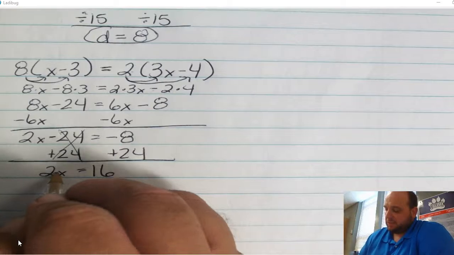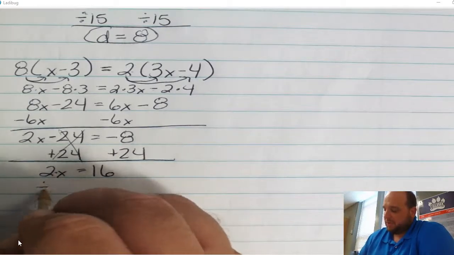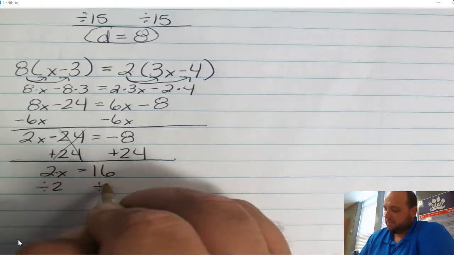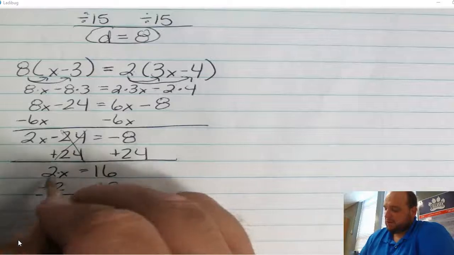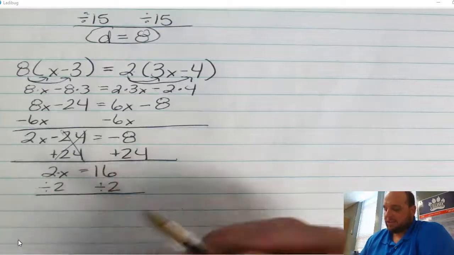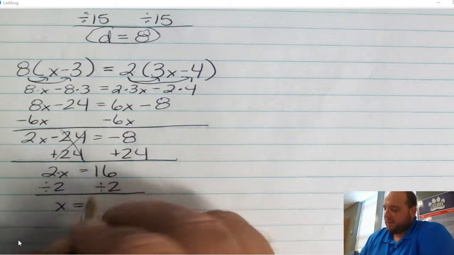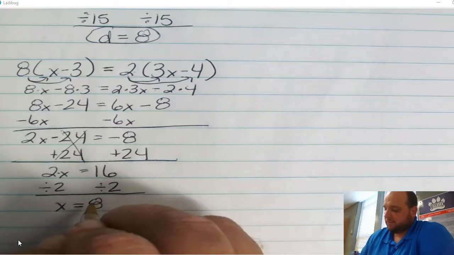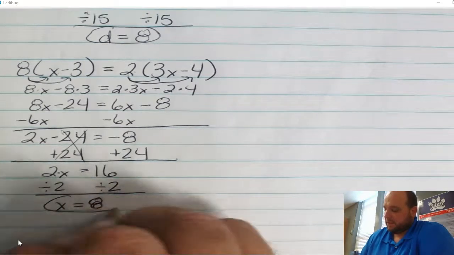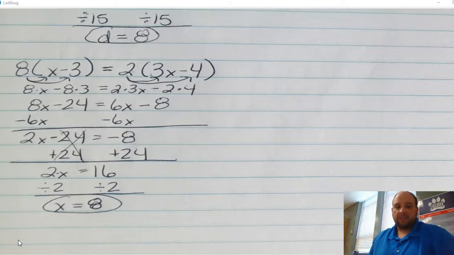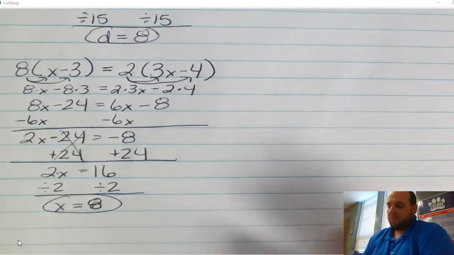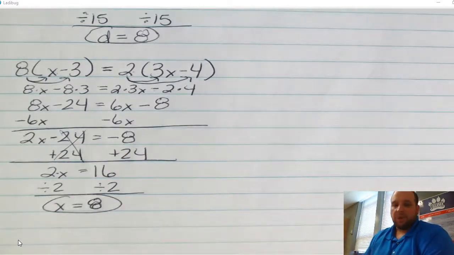Next step, since this is multiplication, I undo multiplication by doing division, so I'm going to divide by 2. 2 divided by 2 is 1. 1 times x is x. That's the identity property. 16 divided by 2 gives me an answer of 8. So I get an answer again of x equals 8. I could double check that again by putting it back into my equation, but I won't because I did that on the previous one.